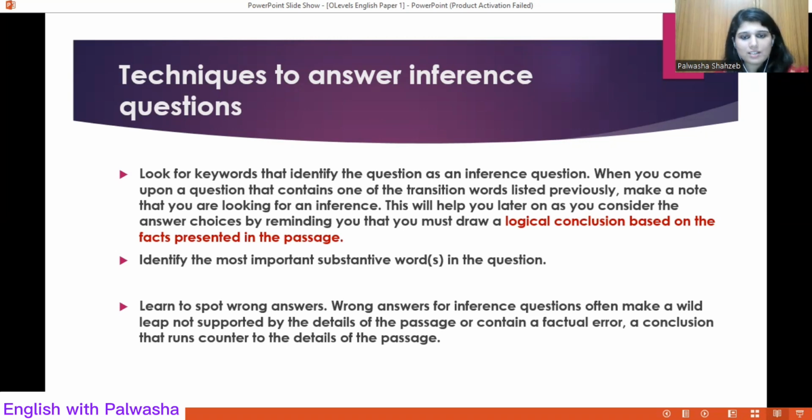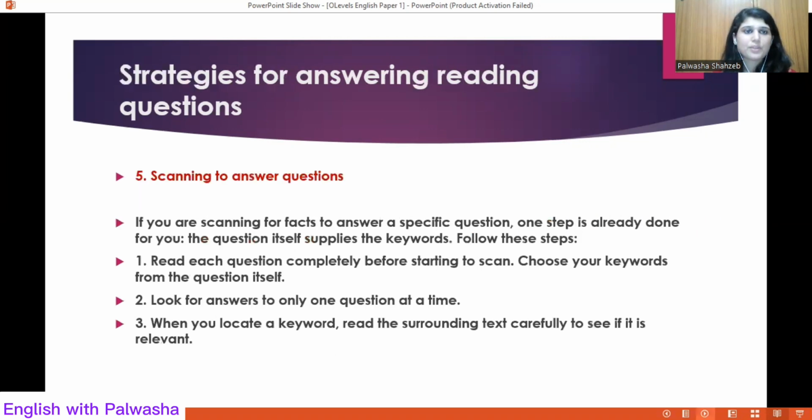Learn to spot wrong answers. Wrong answers for inference questions often make a valid leap not supported by the details of the passage, or contain a factual error, a conclusion that runs counter to the details of the passage. Okay, there are some strategies for answering reading questions, and scanning to answer questions. If you are scanning for facts to answer specific questions, one step is already done for you. The question itself supplies the keywords.